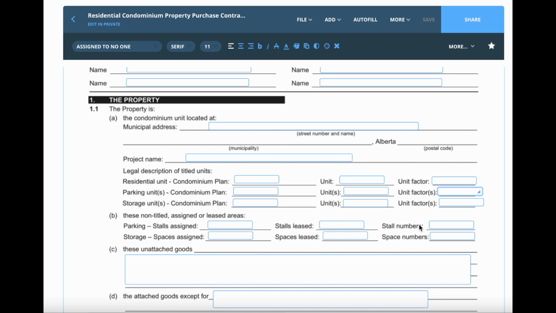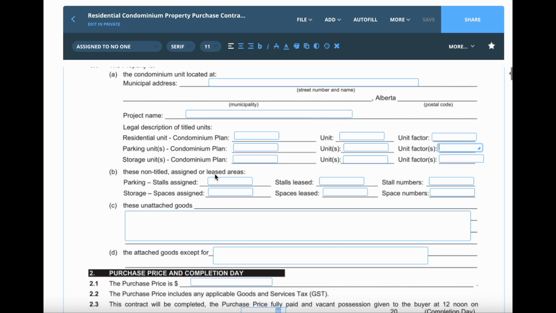We mention how many stalls, what the specifications of these are, and there are differences between titled units and assigned units. Assigned can change. Titled come with the unit always. Leased, sometimes there are wait lists for leased areas, and that can apply to storage and to parking as well.